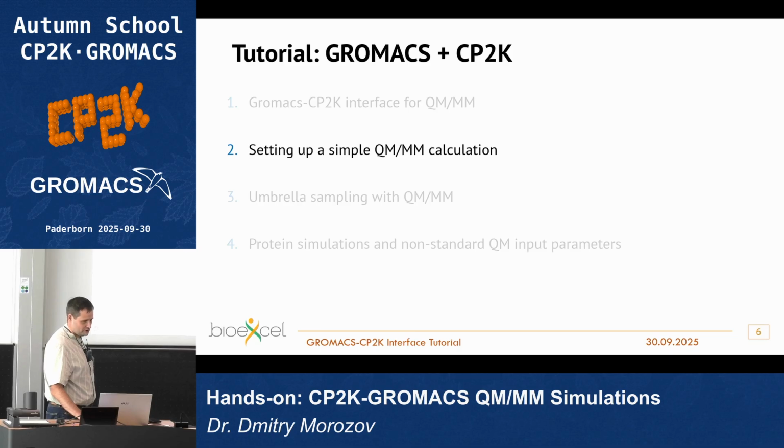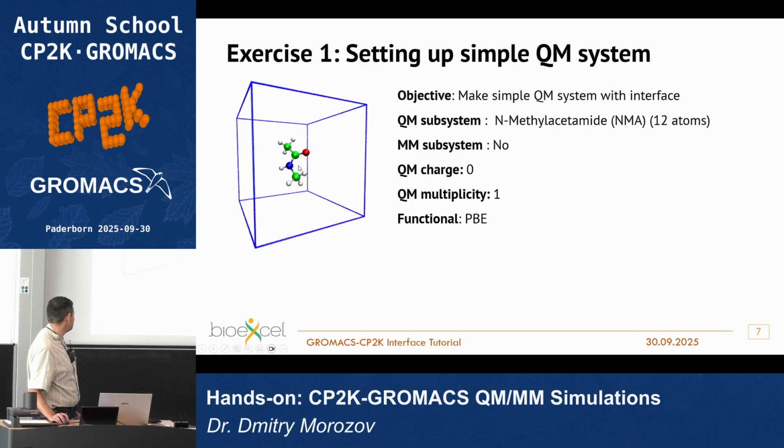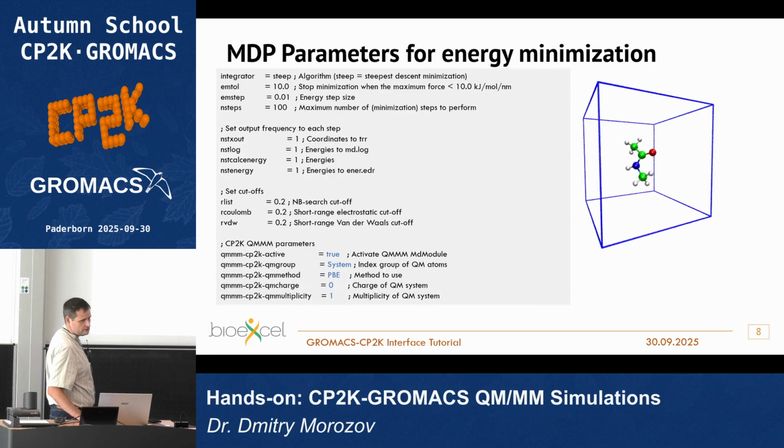The idea is to show some options which you can use with the GROMACS CP2K interface and how to use it. We will start with setting up a simple QMMM calculation, which in reality is a pure QM calculation. We take a very small system, N-methyl acetamide, a very simple example of a peptide bond. There will be no MM system, zero charge, singlet multiplicity, and no reactions, just minimization and NVT simulation.